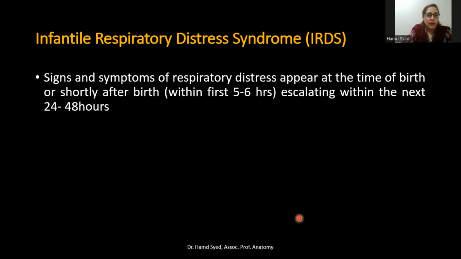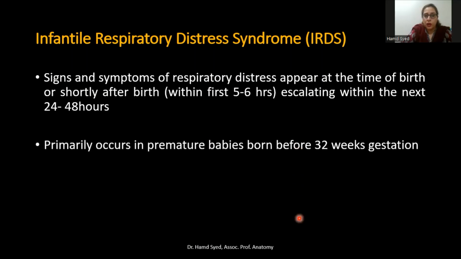So what are the signs and symptoms of respiratory distress? There'll be shortness of breath and cyanosis, and all these symptoms are going to appear at the time of birth or shortly after birth, that is within a few hours, the first 5 or 6 hours after birth. And then these symptoms, if they don't resolve, will escalate within the next 24 to 48 hours.